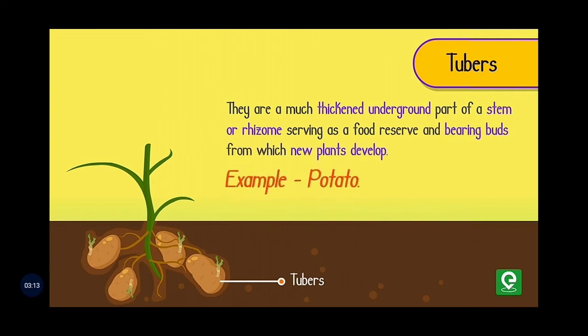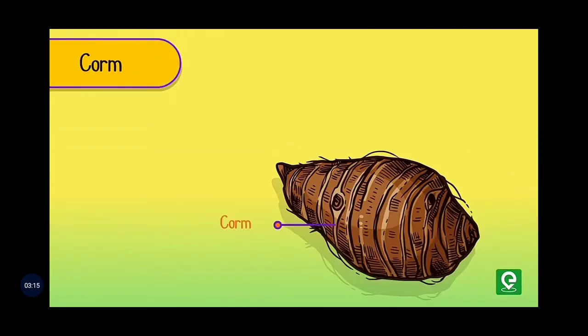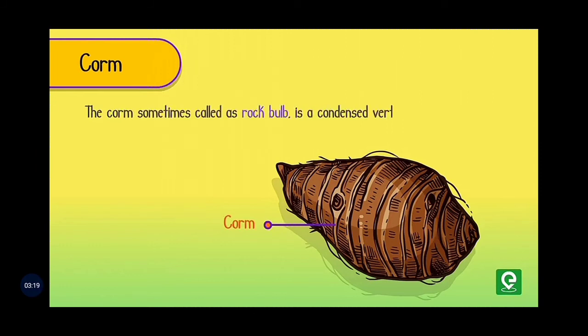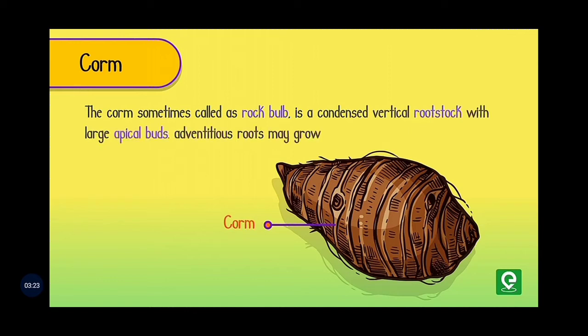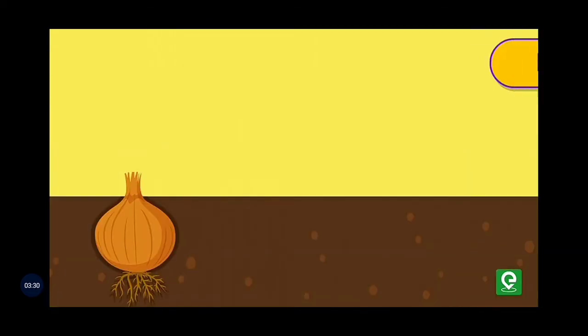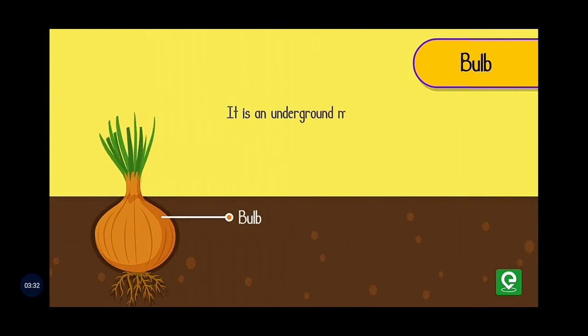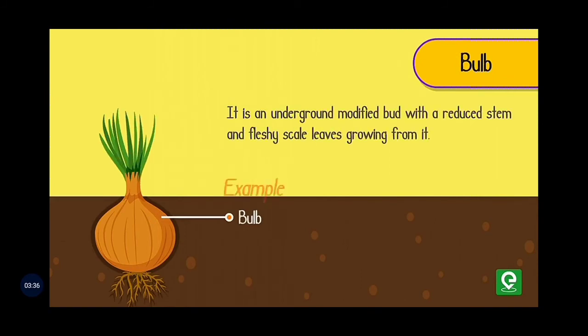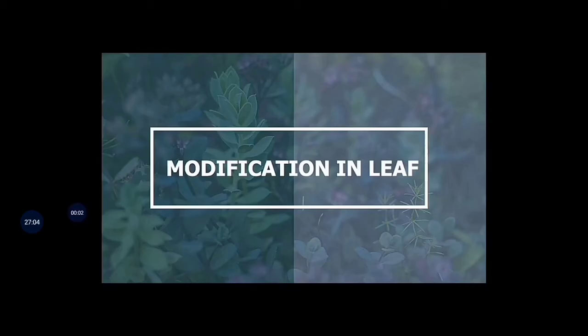Example: potato. Corm. The corm, sometimes called a rock bulb, is a condensed vertical rootstock with large apical buds. Adventitious roots may grow either from the base or all over its body. Example: gladioli. Bulb. It is an underground modified bud with a reduced stem and fleshy scale leaves growing from it. Example: onion and garlic.